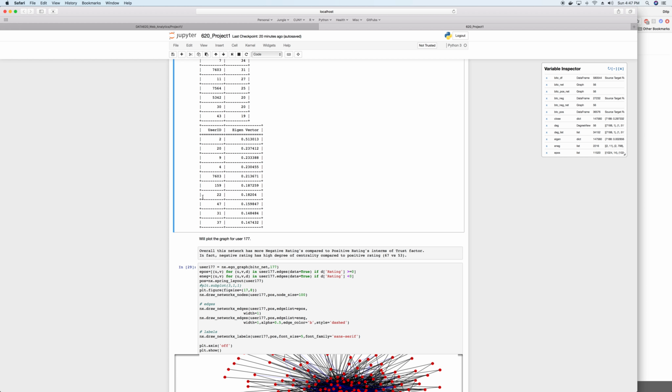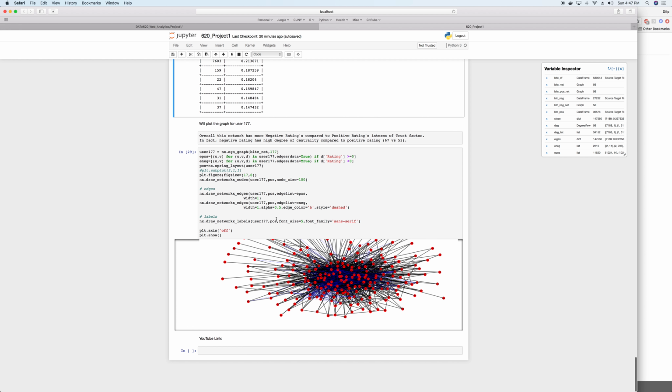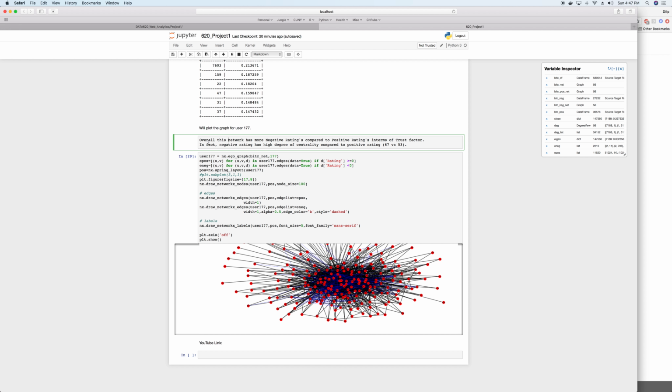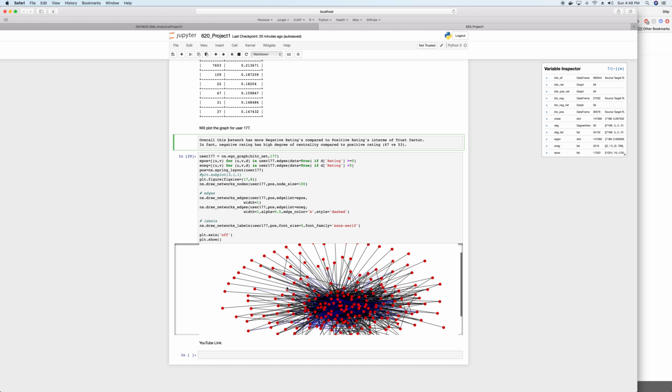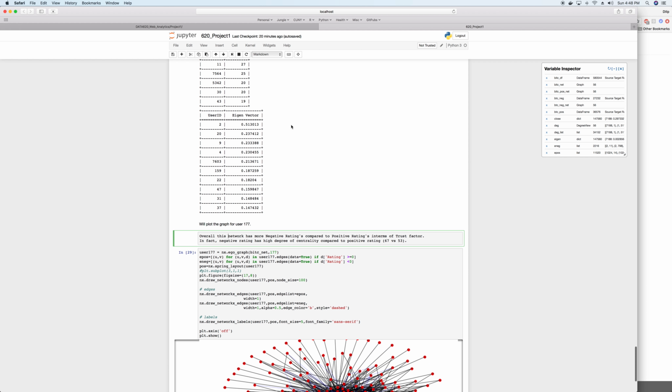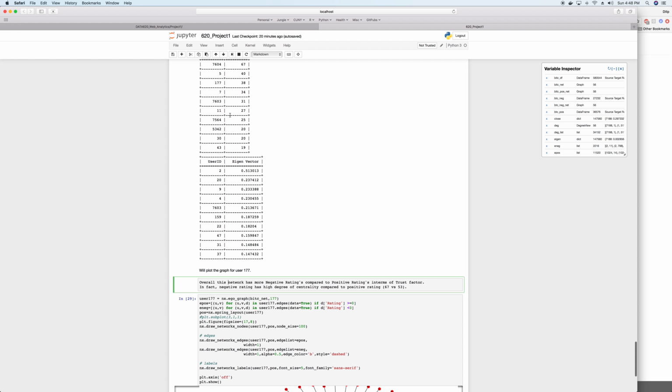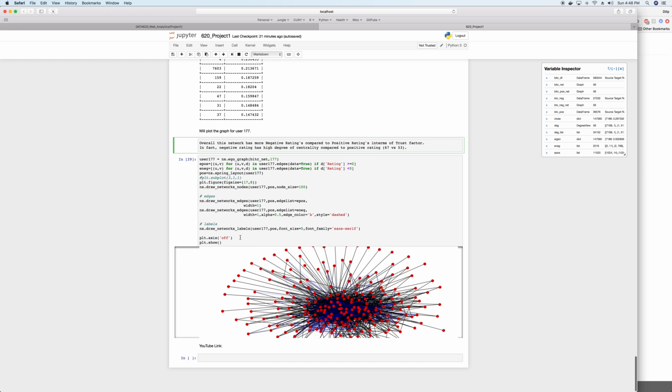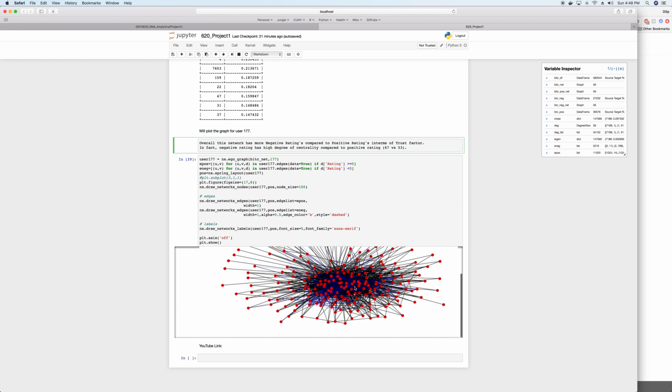Finally, we went about seeing how user 177, who has many connections, many degrees in the network, looks. We wanted to see how he looks, and this is the plotting for him.